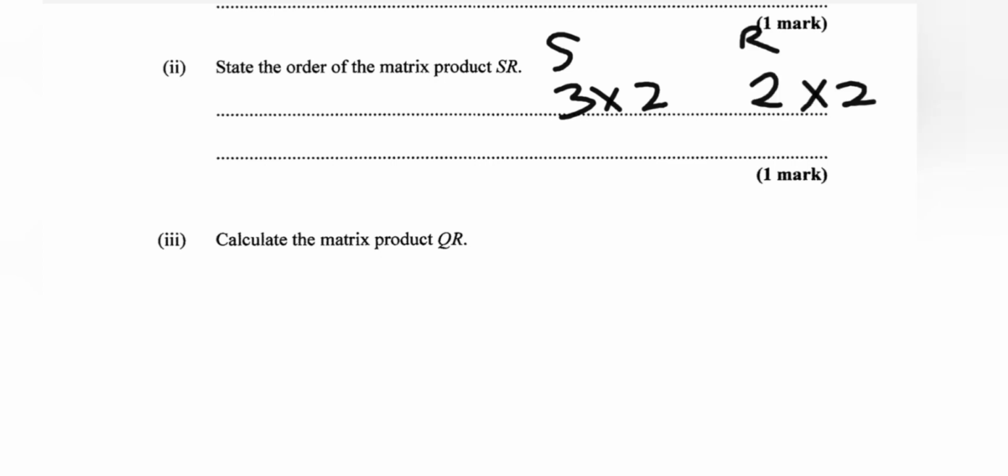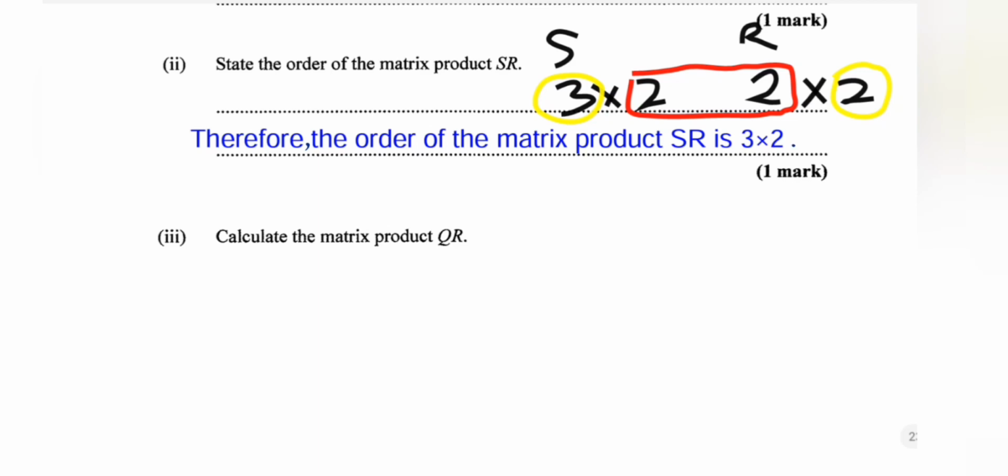If the two inner numbers are the same, meaning the columns of S is equal to the rows in R, then it means that they can be multiplied. And the outer numbers, highlighted in yellow, are going to give us the order of the matrix product SR. Therefore, the order of the matrix product SR is 3 by 2.